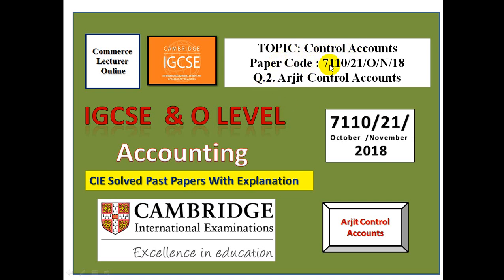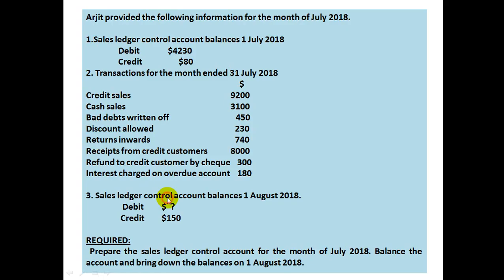Control accounts, paper code 7110, October/November 2018. Question 2, Arjit control accounts. We are discussing control accounts of Arjit, CIE exam paper solution with explanation. Question: Arjit provided the following information for the month of July 2018.